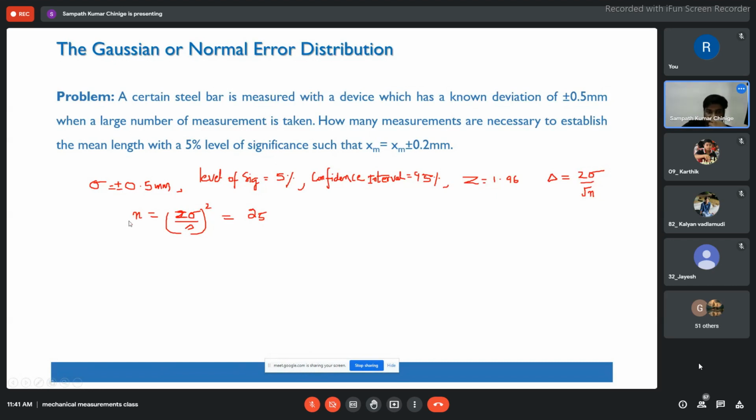Now you want to find out how many measurements I have to take. Therefore, root n is equivalent to Z sigma by delta, and therefore your n is equivalent to Z sigma by delta whole square. That will give you 25 readings. So minimum 25 readings you should take, such that the deviation we are getting should be around 0.2 mm. So your n should be 25.